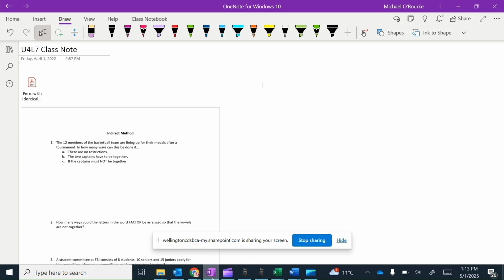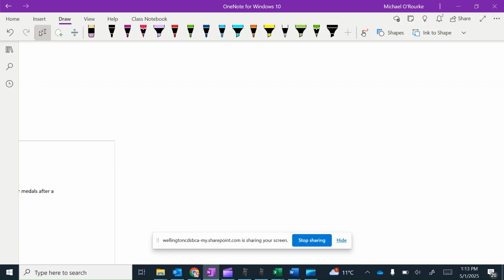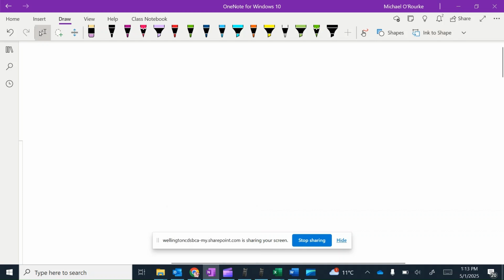Okay, today we're going to work on indirect reasoning. Indirect reasoning is when it's shorter to answer a question by looking at the opposite end of the question. So let's make up a question here.